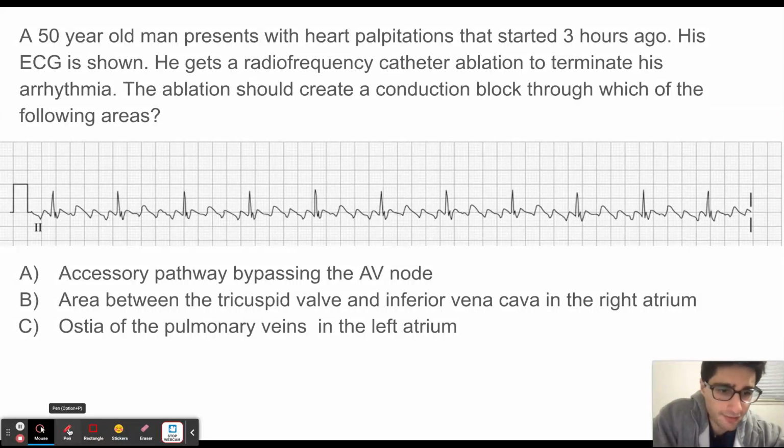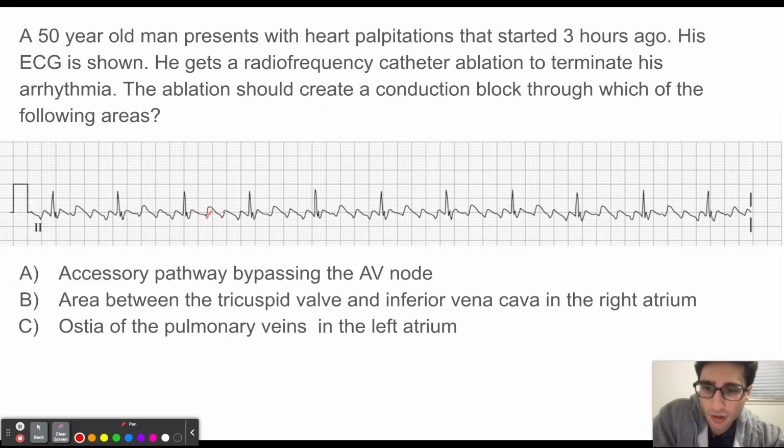What's up, guys? Today we have an arrhythmia question. Let's get started. A 50-year-old man presents with heart palpitations that started 3 hours ago. His ECG is shown. He gets a radiofrequency catheter ablation to terminate his arrhythmia. The ablation should create a conduction block through which of the following areas?